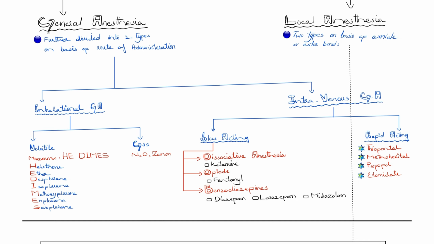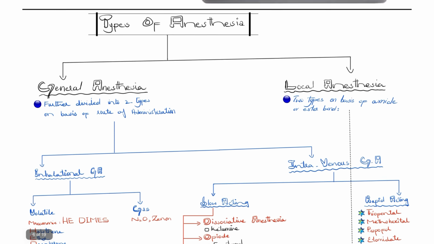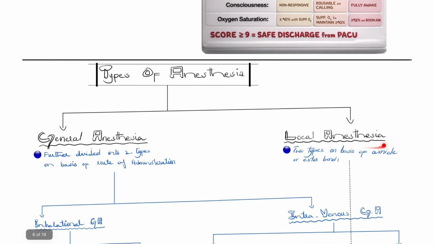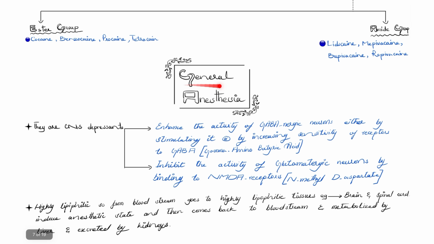Now, local anesthesia is also divided into two types on the basis of amide or ester bond. The ester group includes cocaine, benzocaine, procaine, and tetracaine, and the amide group includes lidocaine, mepivacaine, bupivacaine, and ropivacaine. We will discuss local anesthesia in detail in our next lecture. But in this lecture, we learn about general anesthesia along with its types in detail.